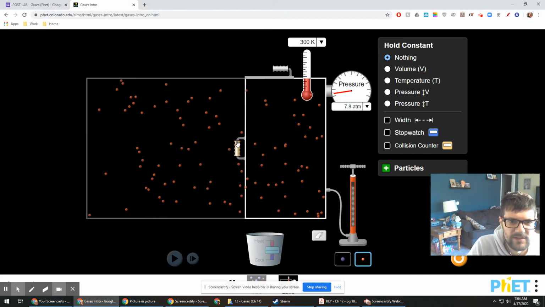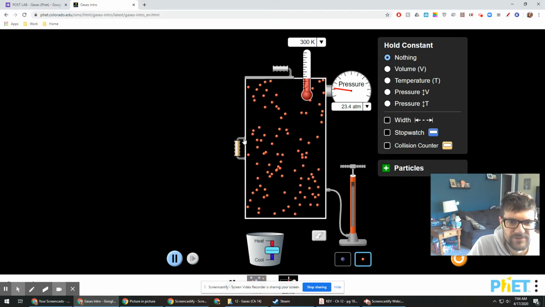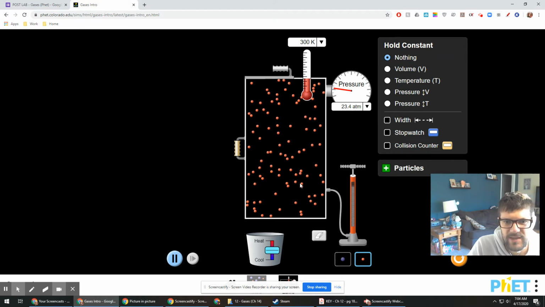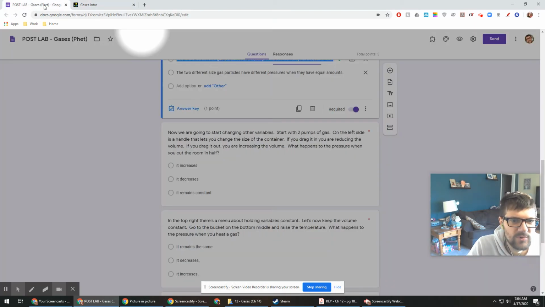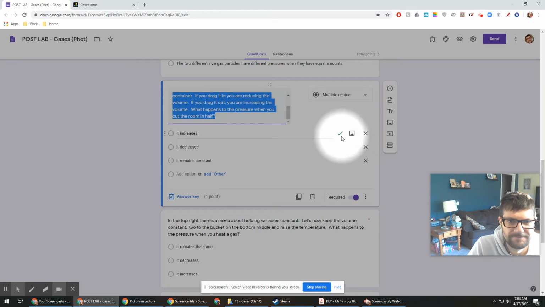So now if we cut the volume in half, and I'm just kind of estimating here, notice that the pressure goes up. So pressure and volume, right? When I have less space, notice the gas particles are bumping around more. More collisions means more pressure. So if you cut the volume in half, you increase the pressure.